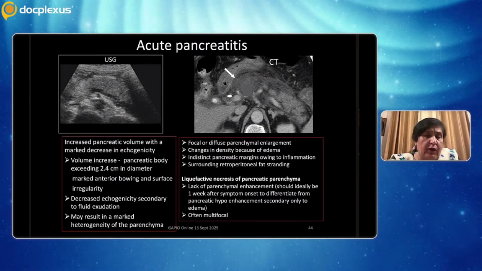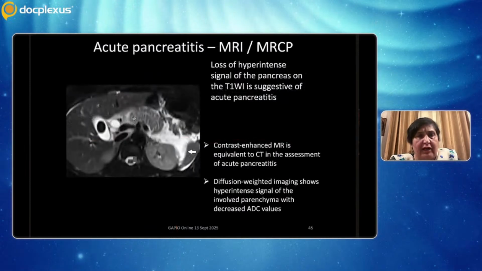CT ideally should be done 1 week after symptom onset to differentiate pancreatic hypoenhancement because of the edema from the necrosis which is there. And this is often multifocal. On MR, what you get is a loss of hyperintense signal. The pancreas is hyperintense because of the fat content, and this would suggest acute pancreatitis.